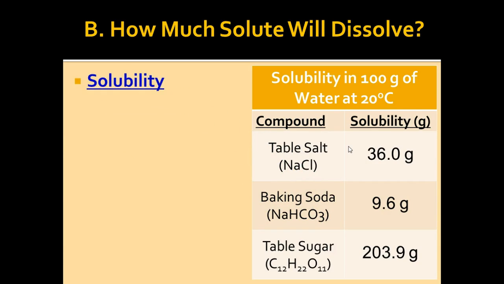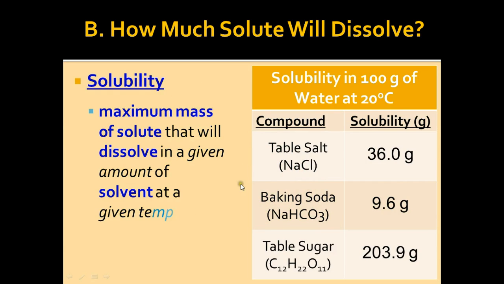And then we're going to be talking about solubility. So there are things that affect how much of a solute can dissolve in a given amount of solvent at a given temperature. So solubility is a maximum mass of solute that will dissolve in a given amount of solvent at a given temperature.